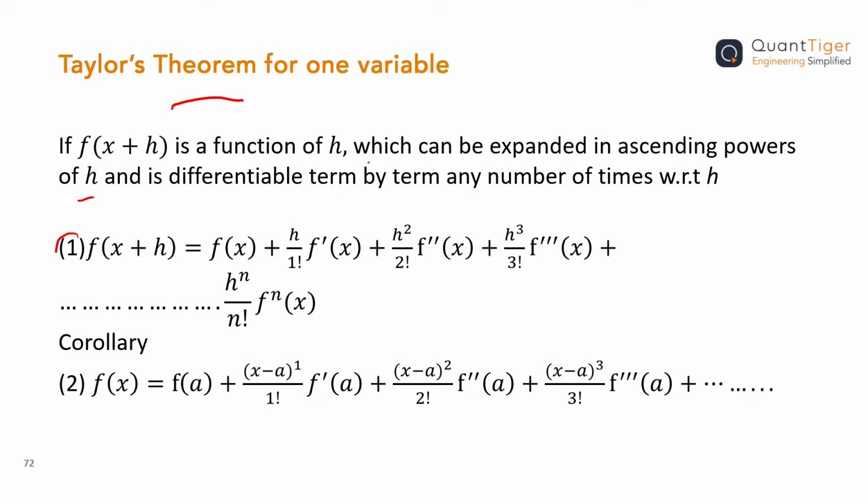मैंने ये थ्योरम को दो तरीके से लिखा है, यहाँ पे नंबर 1 एंड नंबर 2 मैंने दिखाया है. Depending on how the given function is given, if it is given in the format of f of x plus h, we can use this formula, which is number 1, and if the given function is in the form of f of x, then we can use this number 2 formula.